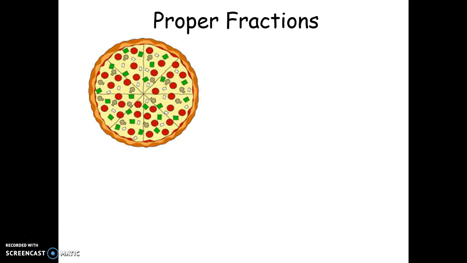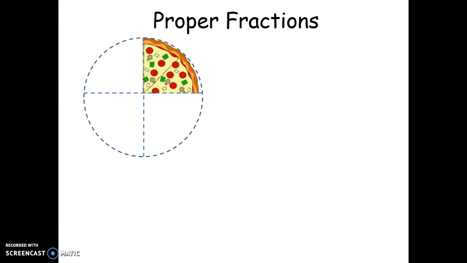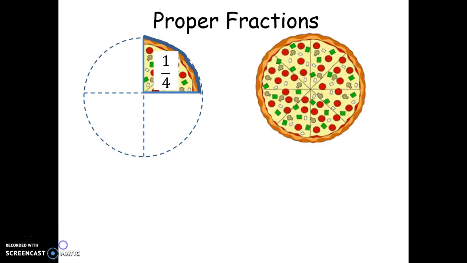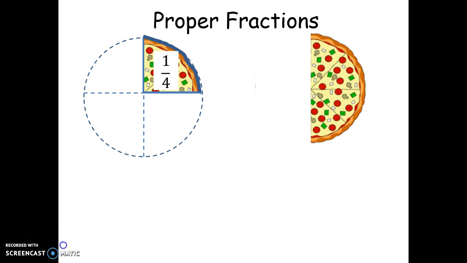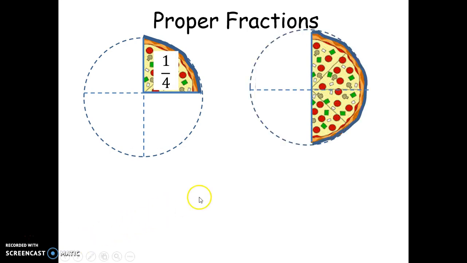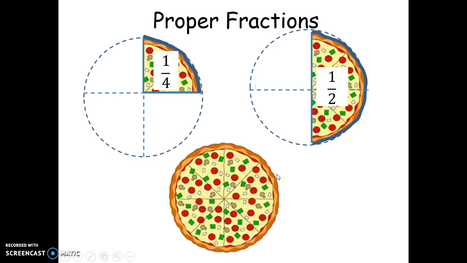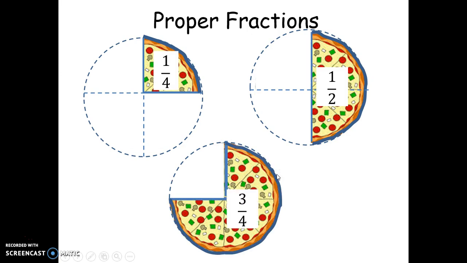Just now, you get to see one whole pizza. What if we have equal parts of it, like this? Yes, this is called 1/4, and you have two equal parts, it's known as 1/2 or 2/4. And the next one, you have three equal parts, and we call this 3/4.